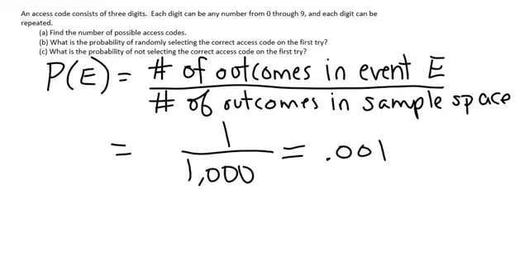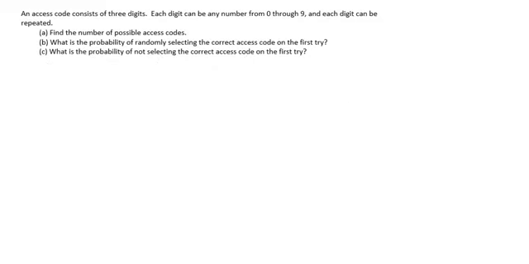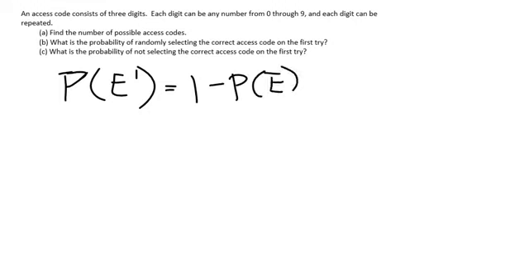Now let's move on to Part C. What is the probability of not selecting the correct access code on the first try? For this, we're going to use the complement. When I'm dealing with probability, the probability of an entire sample space is always going to equal up to 1. So if I know the probability that something is going to happen, the probability of that not happening is simply 1 minus the probability of it actually happening.